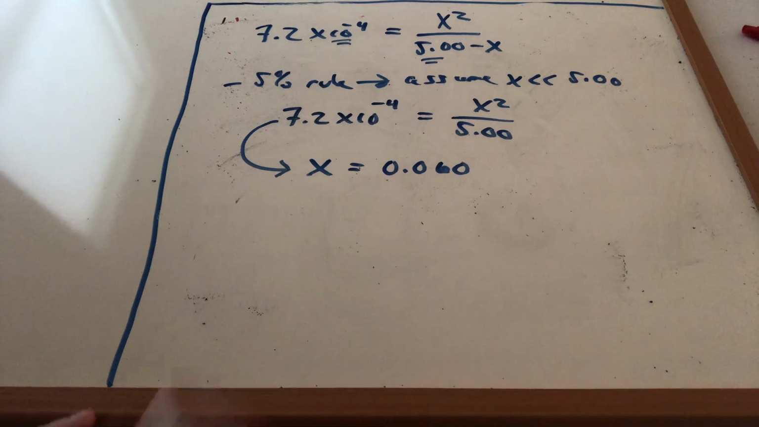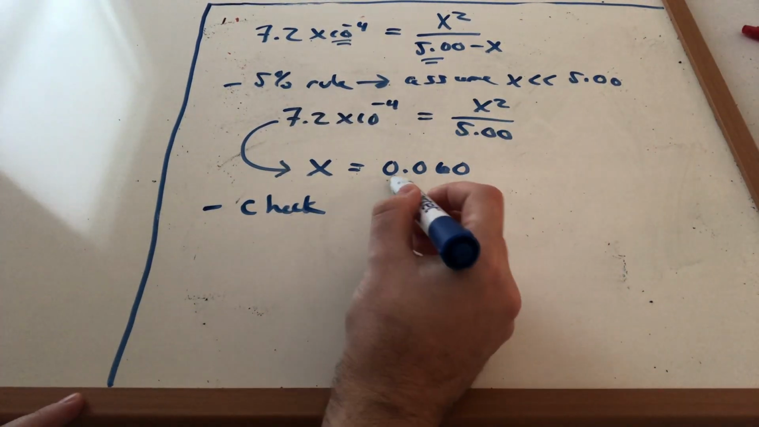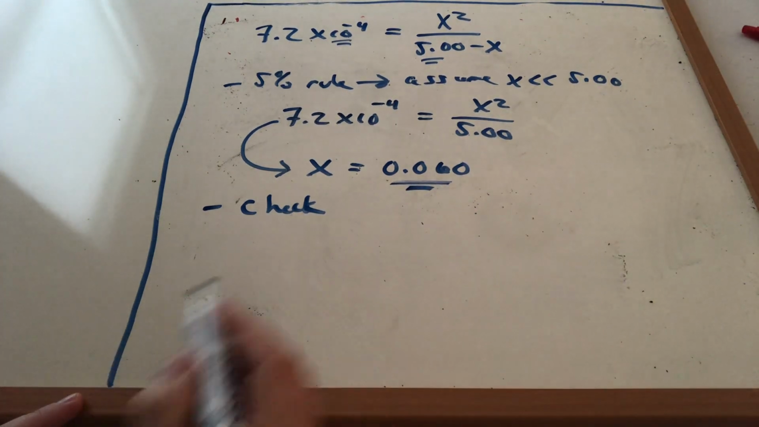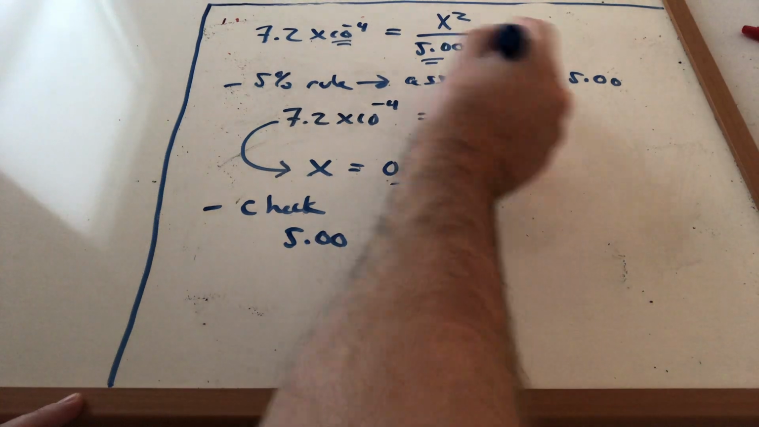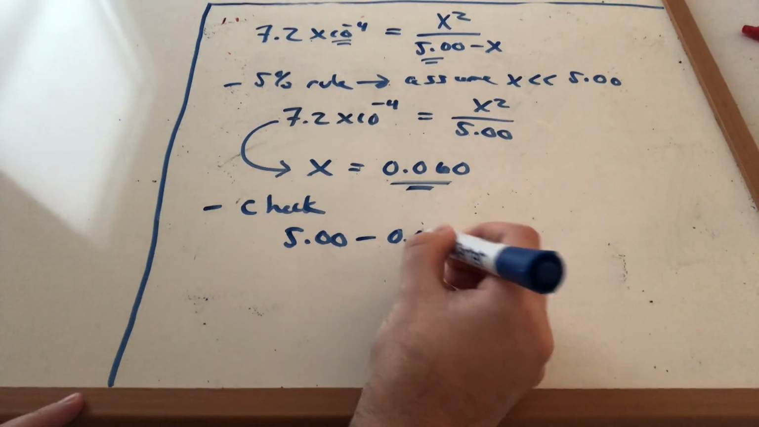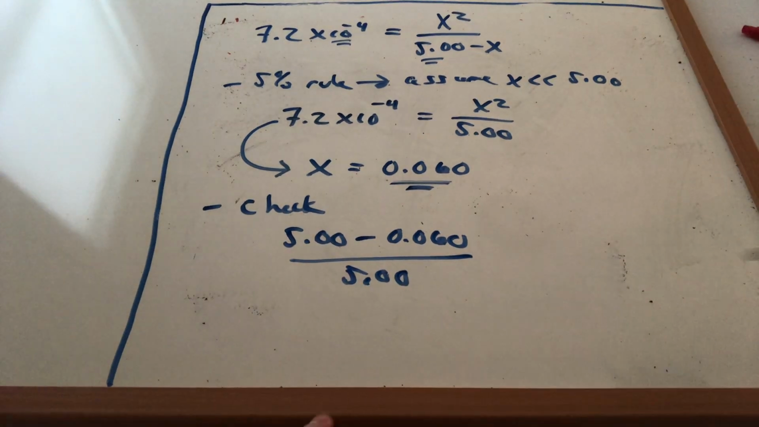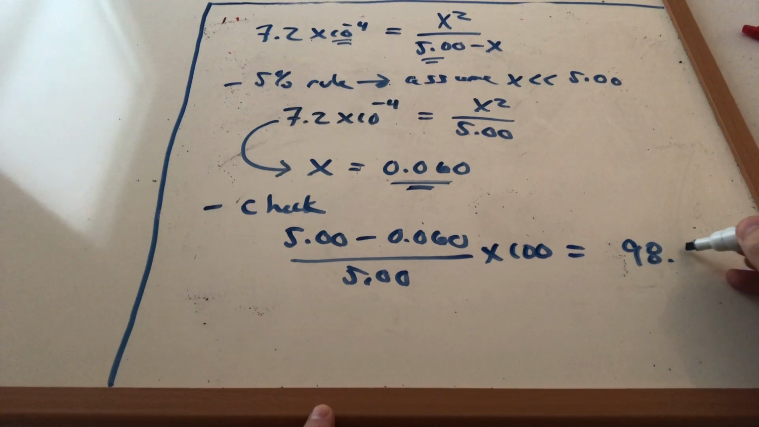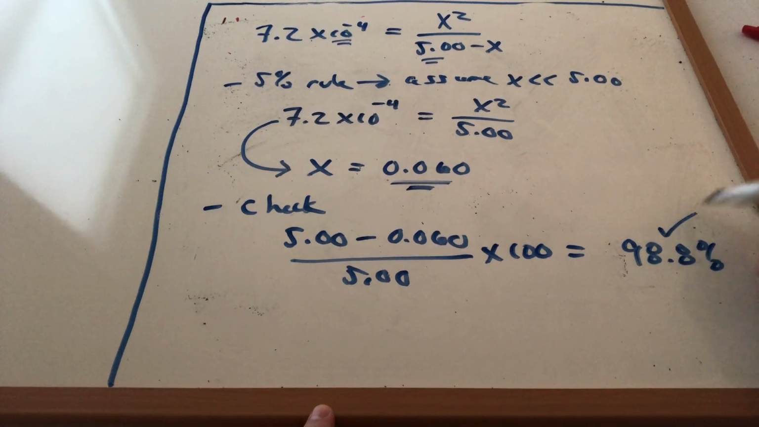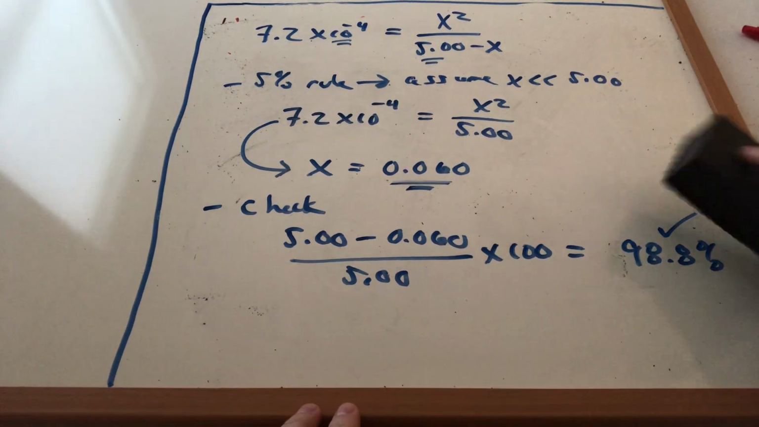If you want to practice the quadratic formula, also practice it, you'll get something near here, right? We're going to do our 5% rule check. And I'm going to see, okay, this X does look pretty small relative to 5, but let's make sure mathematically it is. Let's take 5.00. We subtract our X, 0.060. Divide it by the number that we took it from. Multiply by 100. And what I get is 98.8%, which is within 5% of 100%. So my 5% rule works. So that's a good answer.